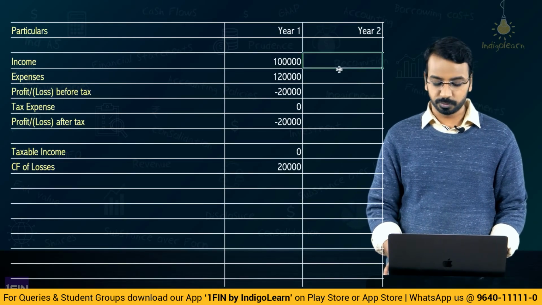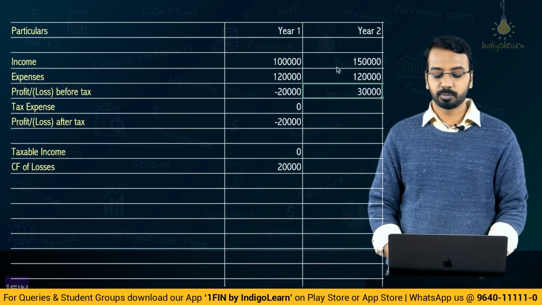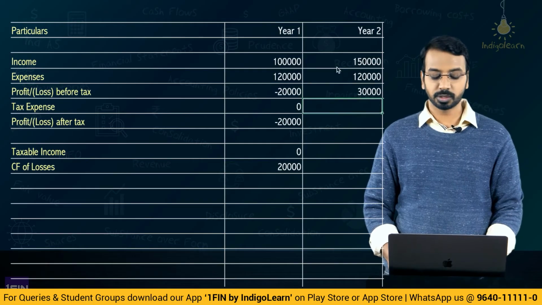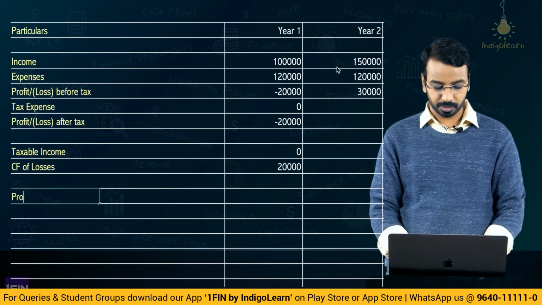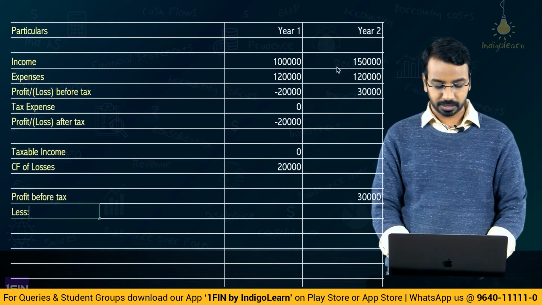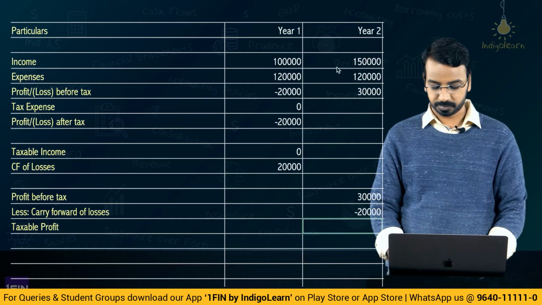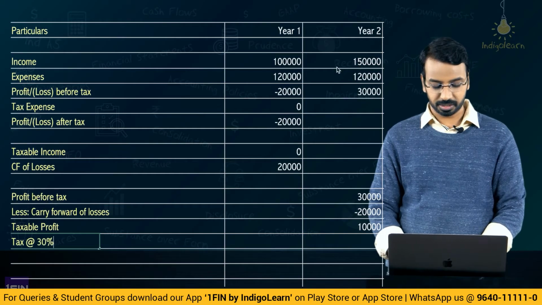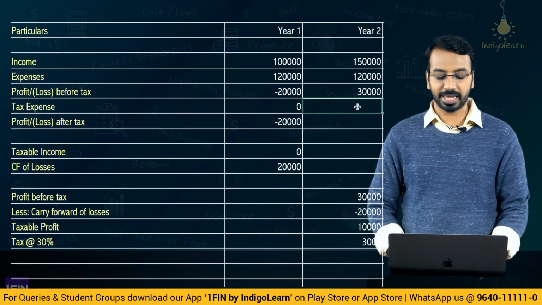Okay. So, in year 2 also, assume that there is an income of 1,50,000 now. Expense remains at 1,20,000. Profit or loss before tax is 30,000. Now, what will be the taxable income? Okay. So, for taxable income, you will say profit before tax 30,000 less carry forward of losses 20,000, taxable profit 30 minus 20, 10,000. Tax, let us say at 30%, you would say 10,000 multiplied by 30%, it will be 3,000.